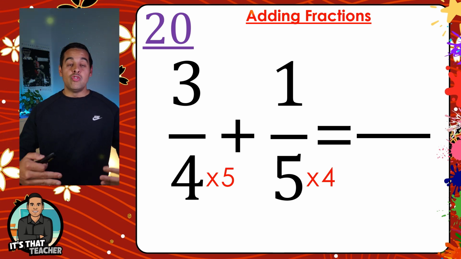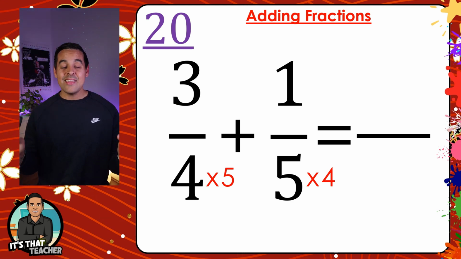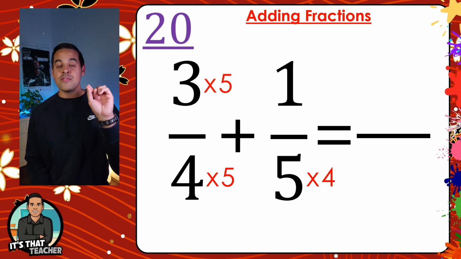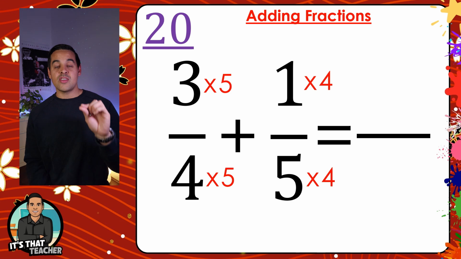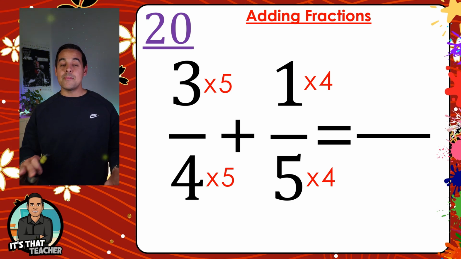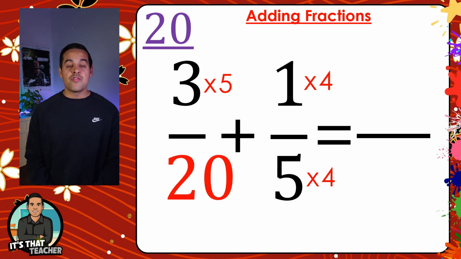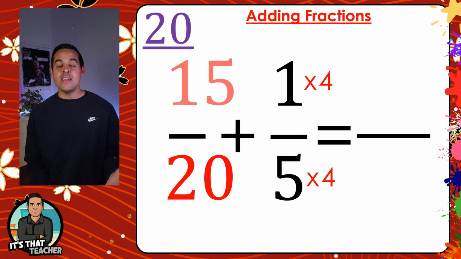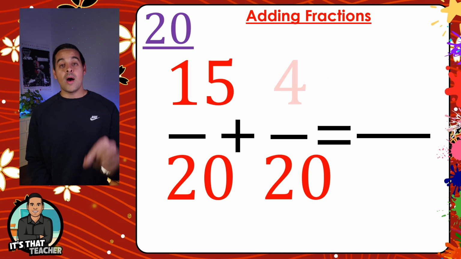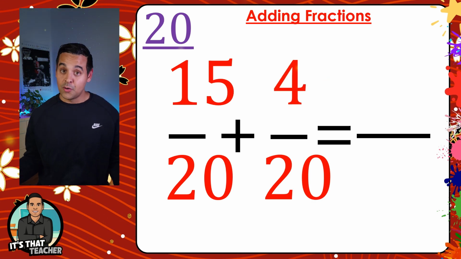Now remember, you need to do exactly the same thing to your denominators that you do to the numerators, or vice versa. So whatever you do to one, you need to do to the other. So 3 times 5, and on the other side of the fraction, you have 1 times 4. Now, remember, rewrite this cleanly in your book so that you eliminate any simple errors that may be made. 4 times 5 is 20, 3 times 5 is 15. We have 5 times 4 is 20, 1 times 4 is 4.